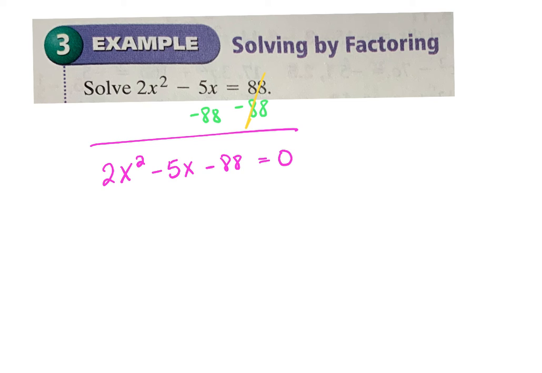Now, when I taught you the method of rainbow, this is not one that I would do a rainbow on. Why? Because we have 2 times 88. We're going to get this huge number with a ton of factors.